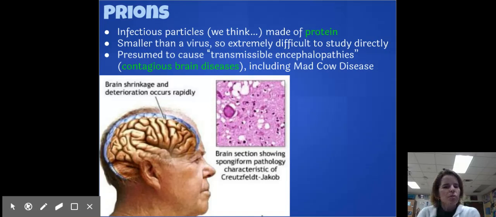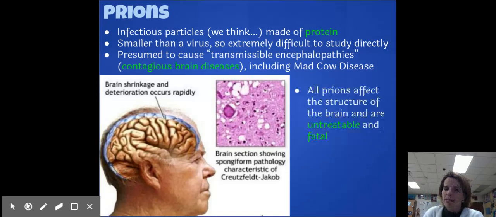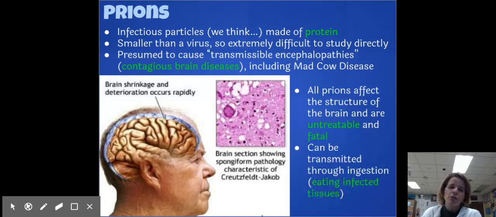So they are presumed or believed to cause what are called transmissible encephalopathies. I love that word. Transmissible means it's contagious. Encephalopathy refers to the brain and the disease or pathology of the brain. So these are contagious brain diseases, including a disease you may have heard of called mad cow disease. All prions, at least all prions in mammals, seem to affect the structure of the brain. Many of them cause holes in the brain. They are untreatable and they are always fatal.